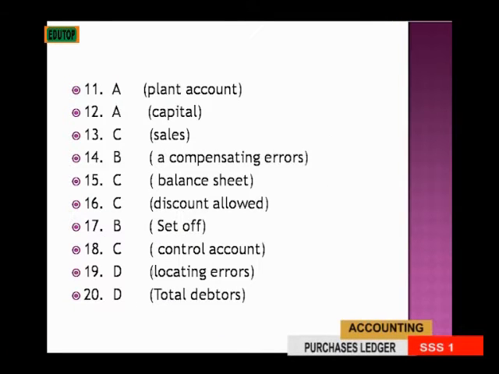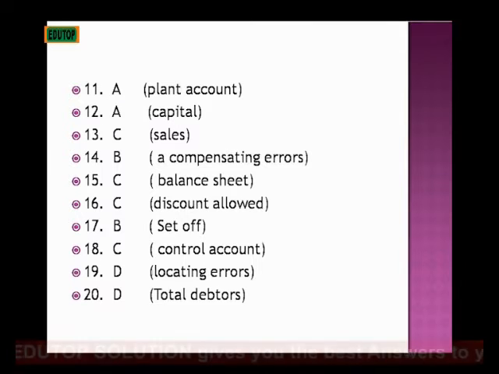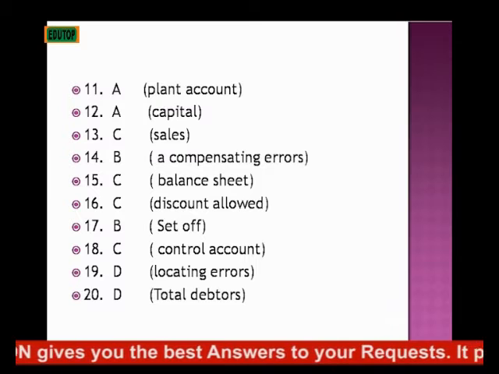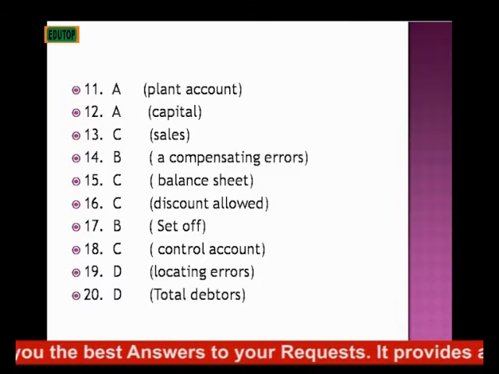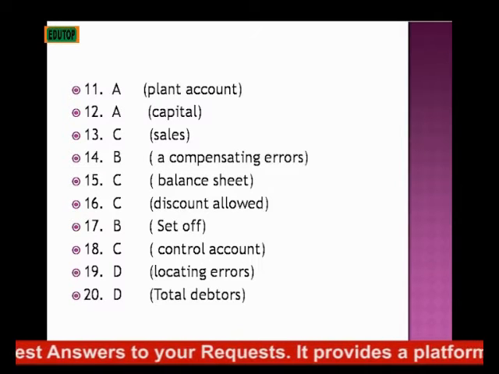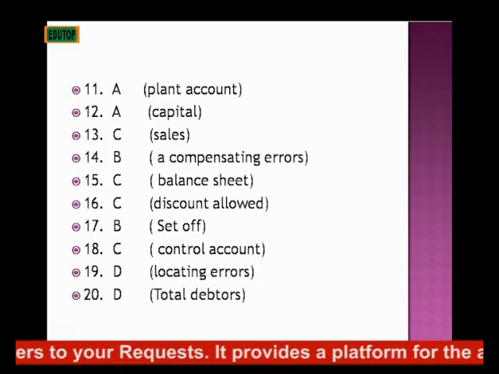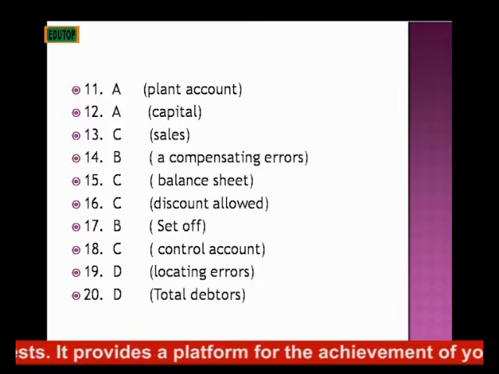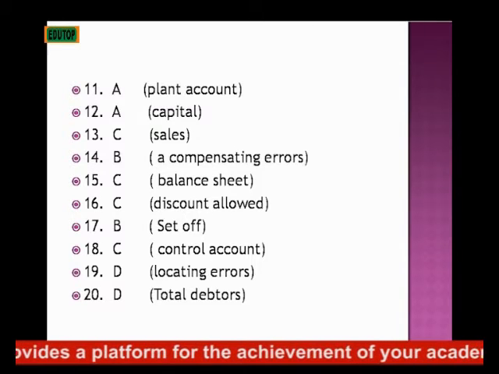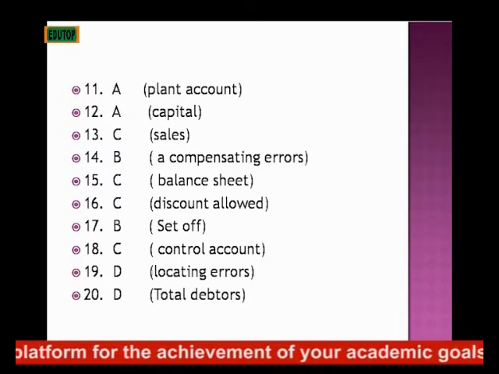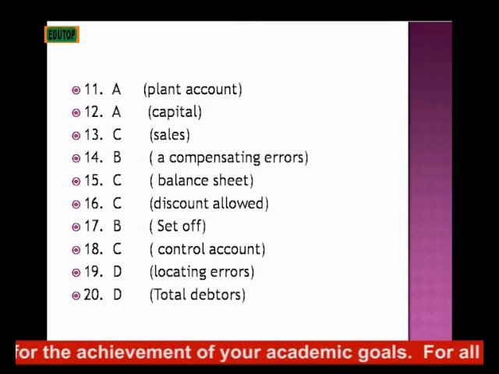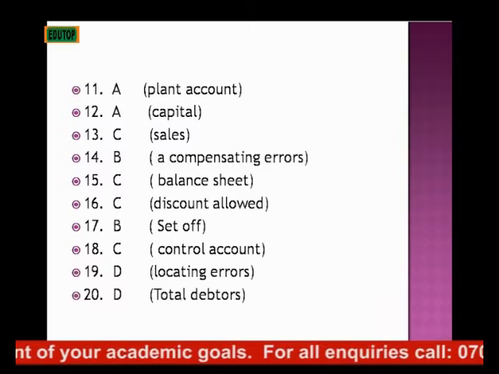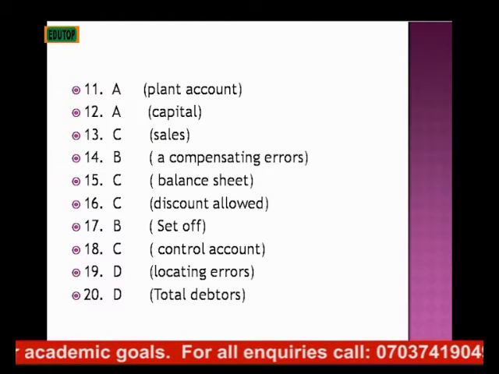Then question 11 says, which of the following accounts is a real account? You know, we talked about the classification of accounts, where we have personal and impersonal accounts. And under the impersonal accounts, we have real accounts and nominal accounts. Real accounts are tangible or intangible assets. So a real account is an account that you can see. Given in the options, we have plant account, sales account, creditors account, and trading account. So the plant account is categorized under real accounts. So the answer for 11 is option A.